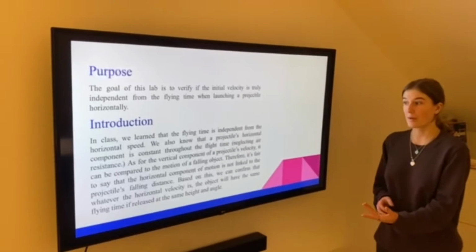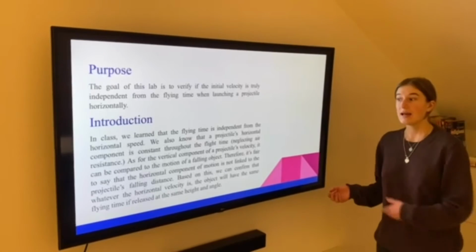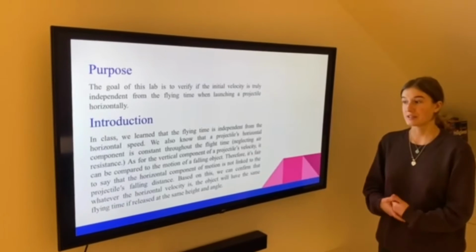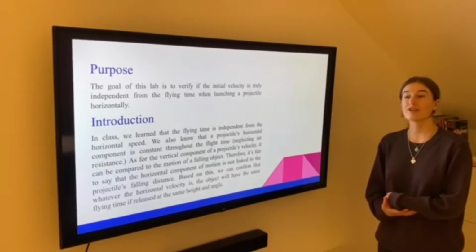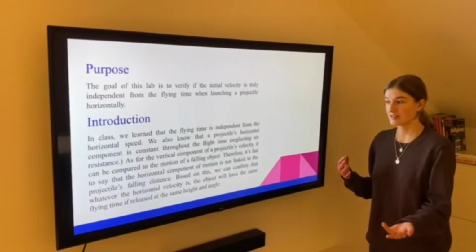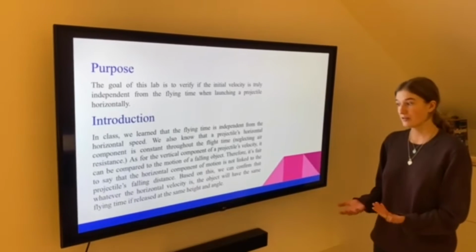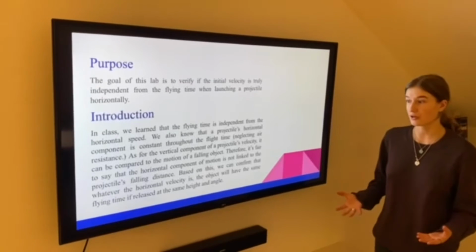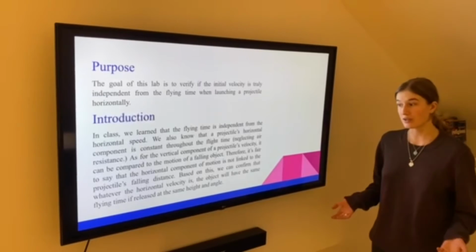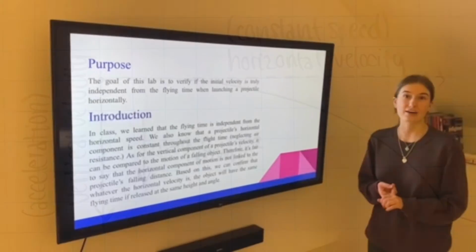As for the vertical component of a projectile's velocity, it can be compared to the motion of a falling object. Therefore, it's fair to say that the horizontal component of motion is not linked to the projectile's falling distance. Based on this, we can confirm that whatever the horizontal velocity is, the object will have the same flying time if released at the same height and angle.